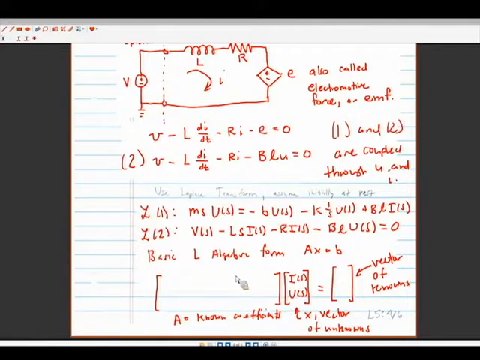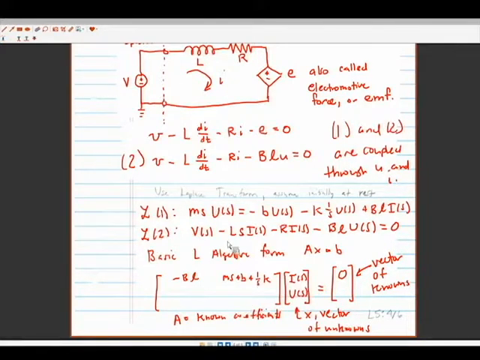So if we look at this upper right entry, this is going to be composed of ms plus b plus 1 over sk in terms of what's multiplied by u of s. What's multiplied by I of s is negative BL. And if we look at what this is all equal to, it's equal to 0. All right, so this differential equation is not driven by some signal.